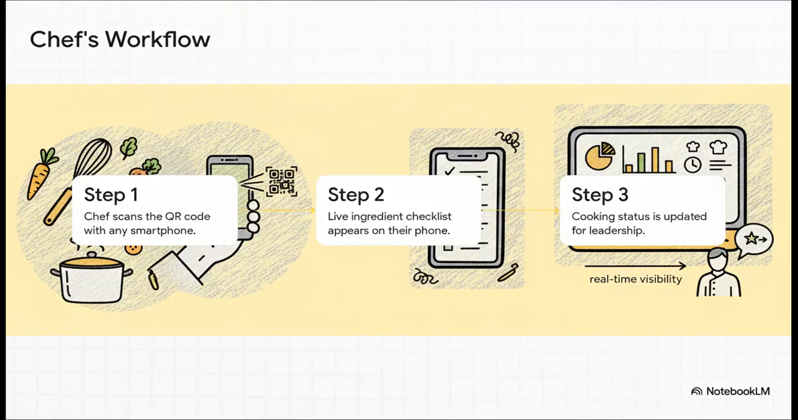So a chef just takes out their own smartphone, scans the code, and boom, a live ingredient checklist for their specific event pops right up on their screen. And as they work, their cooking status gets updated in the system, which gives leadership a real-time view of exactly what's happening in the kitchen.